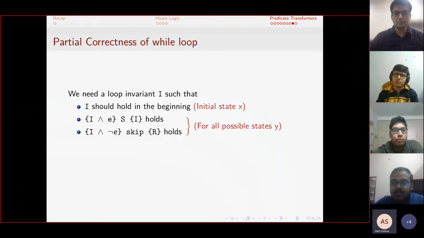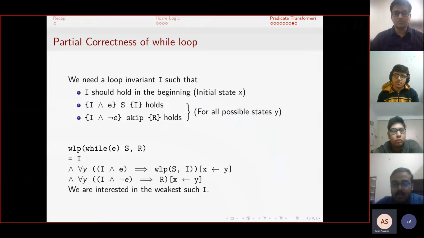I should hold in the beginning means it holds at the initial state X, and the remaining two statements should be true for all possible states Y. So here's how we are encoding this rule. The weakest liberal precondition is I. This encodes that I should hold in the beginning, and then for all possible states Y, the second condition holds. We are taking the weakest liberal precondition over S, and then we have this implication that I and E implies WLP of S, I, where X will be replaced by Y, because all these statements are in the form of the initial machine state X, and we have to show that this is true for everything, so we replace X with Y.